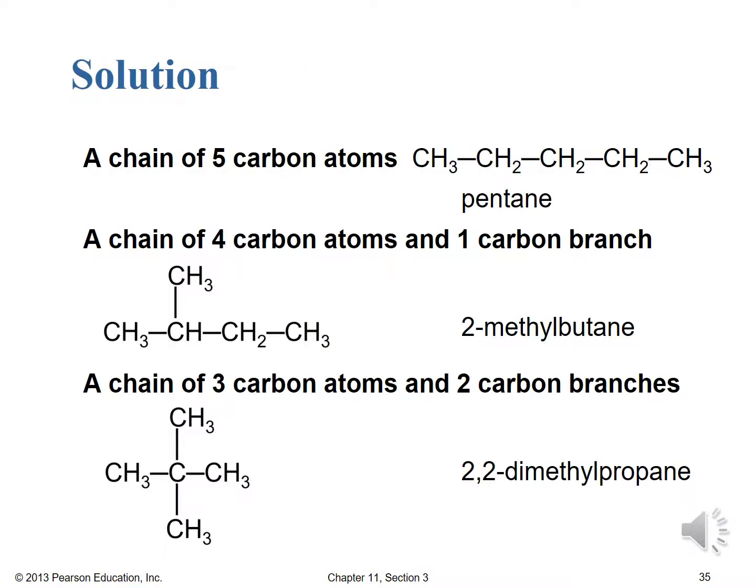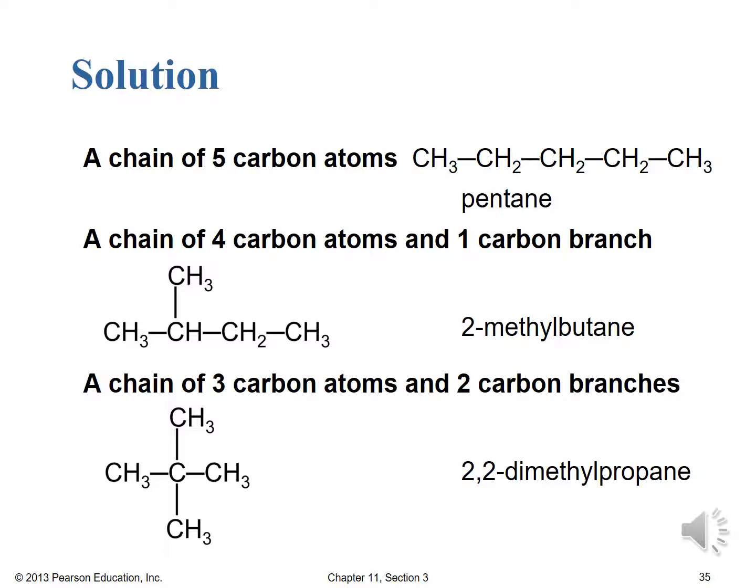Okay, so there we have it. The one that hopefully came easiest to you was the straight chain pentane, right? The 5 carbon atoms in a straight chain as a saturated alkane. That would be the one that came to me easiest. Hopefully it was the one that came to you easiest as well. And then it's a matter of taking those carbon groups and putting them on different positions of shorter chains.